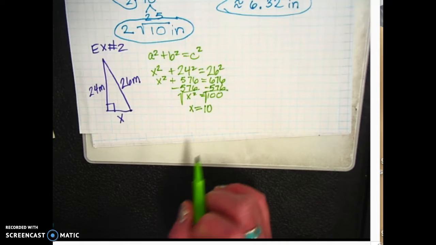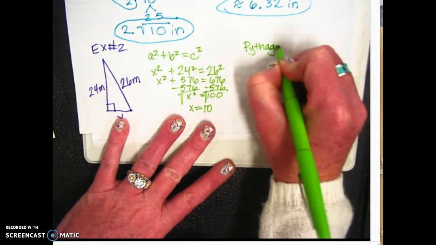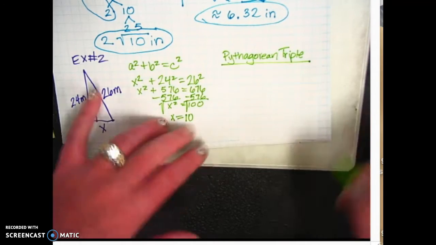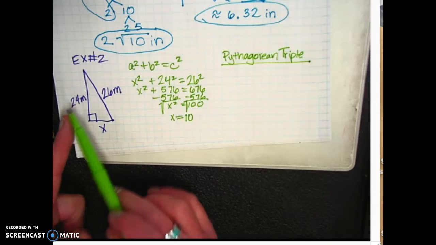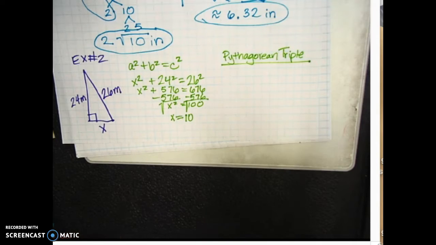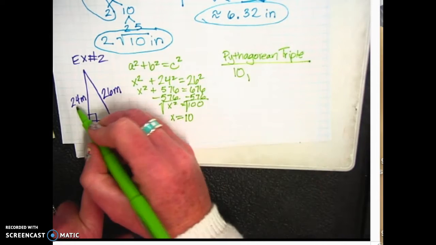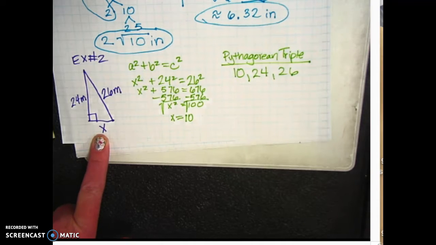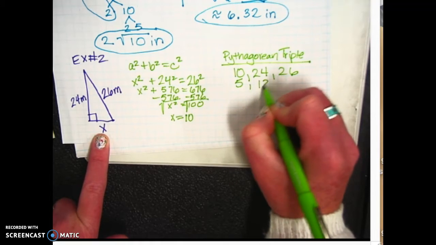That makes this something called a Pythagorean triple. Okay? Pythagorean triples are basically when you have three sides of a triangle and they don't have radicals and they don't have decimals. So this one right here, if we plug 10 in, we have 10, 24, 26. That's a Pythagorean triple. It's actually a multiple of another triangle that is 5, 12, 13.